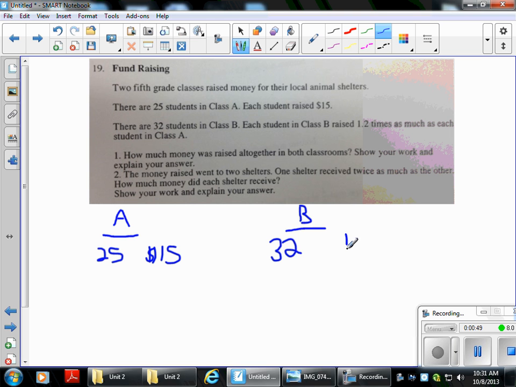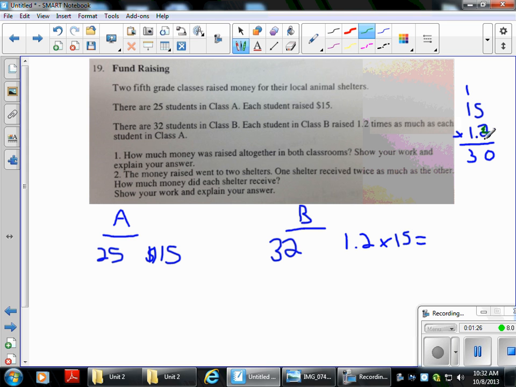Well, we go 1.2 times, well, 15, because that's how much each student in Class A raised. So if I figure that out, I have 15, 1.2. Go ahead and multiply these two by each other. 2 times 5, we get 10. Put a 0 here. Bring the 1 up. 2 times 1, we have 2. Plus 1, we have 3. Put a place value holder here.